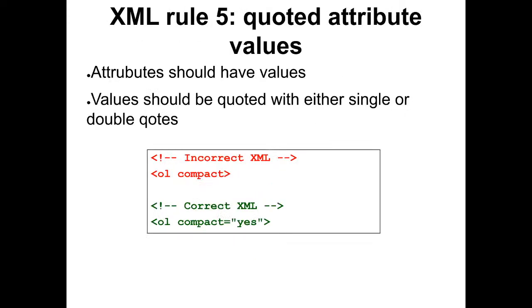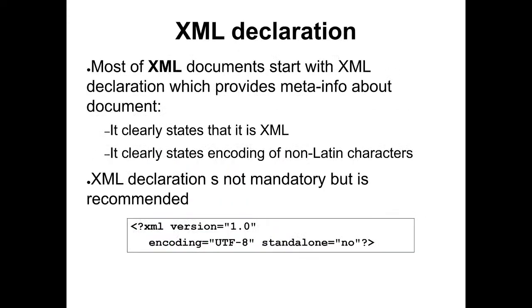Then there are quoted attributes. Attributes should have values, and values should be quoted with either single or double quotes. Like in this case, it's incorrect because you have the attribute and you don't pass the value for the attribute, which must be done for the tags in XML. Right, let's move on.